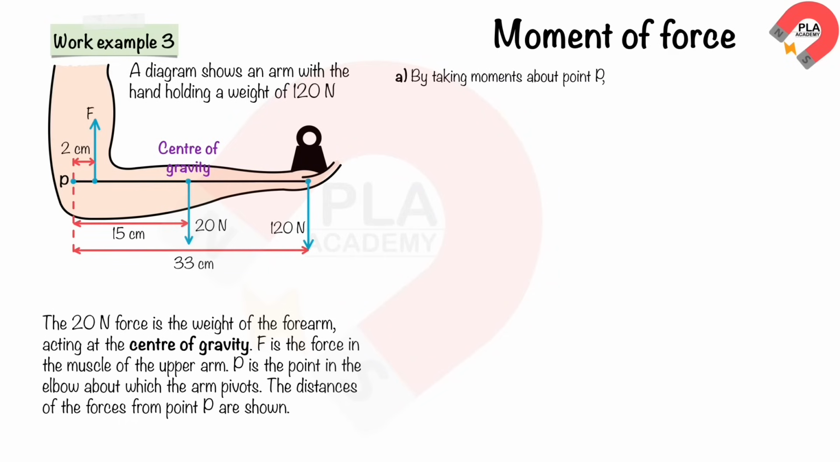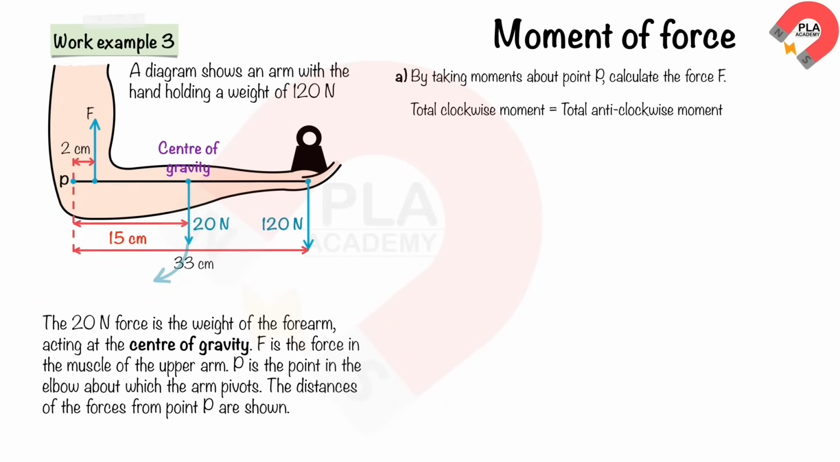By taking moments about point P, calculate the force F. The arm is in equilibrium, or balance, so total clockwise moment equals total anticlockwise moment. Total clockwise moment is caused by the 20 newtons force, 15 centimeters from P, and the 120 newtons force, 33 centimeters from P. So, total clockwise moment is 20 times 15 plus 120 times 33, which is equal to 4,260 newton meters.